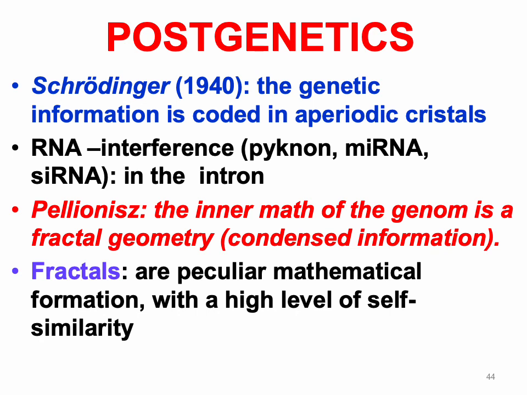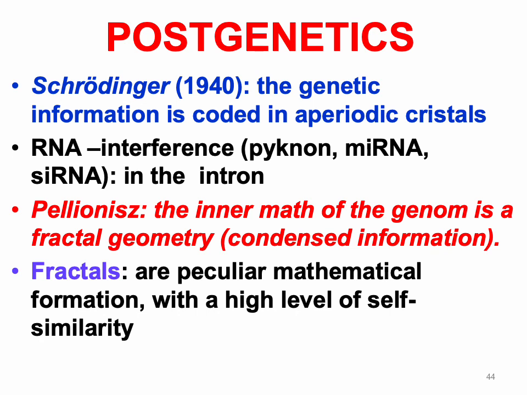Even Schrödinger in 1940 mentioned that genetic information should be coded in aperiodic crystals, without knowing about the DNA. And in the case of RNA, RNA interference and the presence of picnons, microRNA and silencing RNA have been discovered. Pellionisz wrote that the inner mathematics of the genome is a fractal geometry which assures condensed information storage. I have to mention the fractals from my other lecture about chaos and complexity.